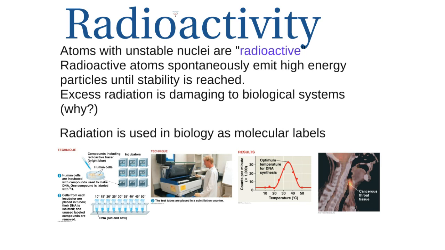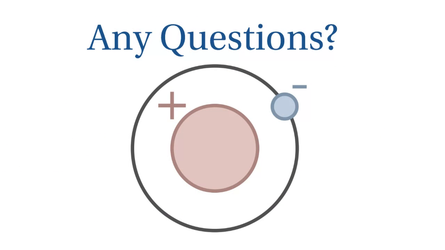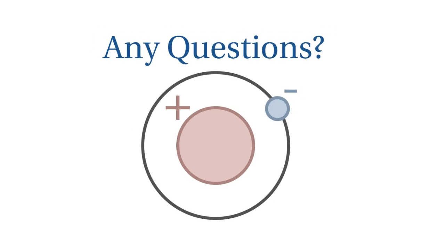We'll talk a little bit about radioactivity here and there, especially when we're looking at genetics and molecular biology, tagging different elements to trace reactions in the body. Atoms with unstable nuclei are radioactive, and so they emit high energy particles, and it's easier to identify them. And so they're oftentimes used in biotech fields.